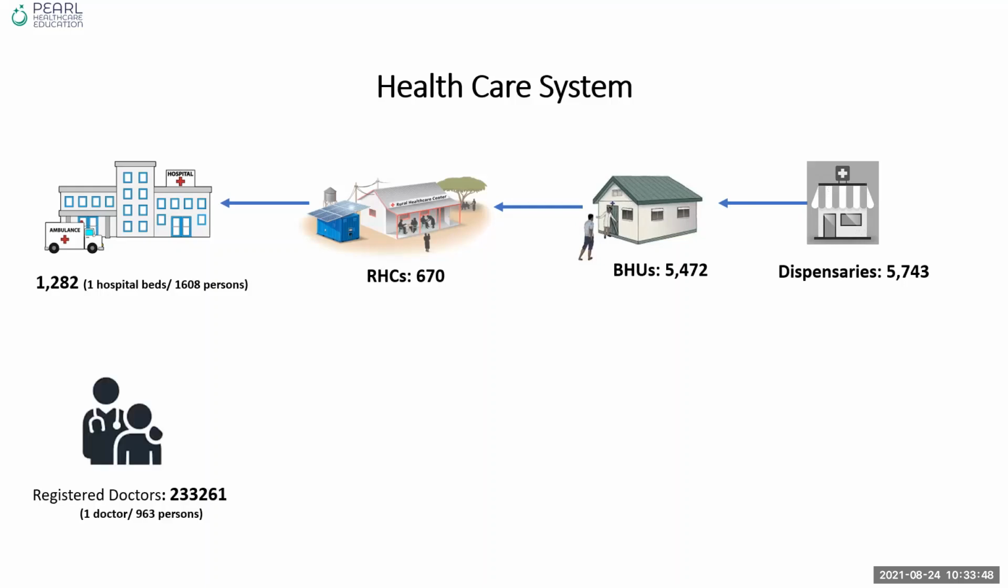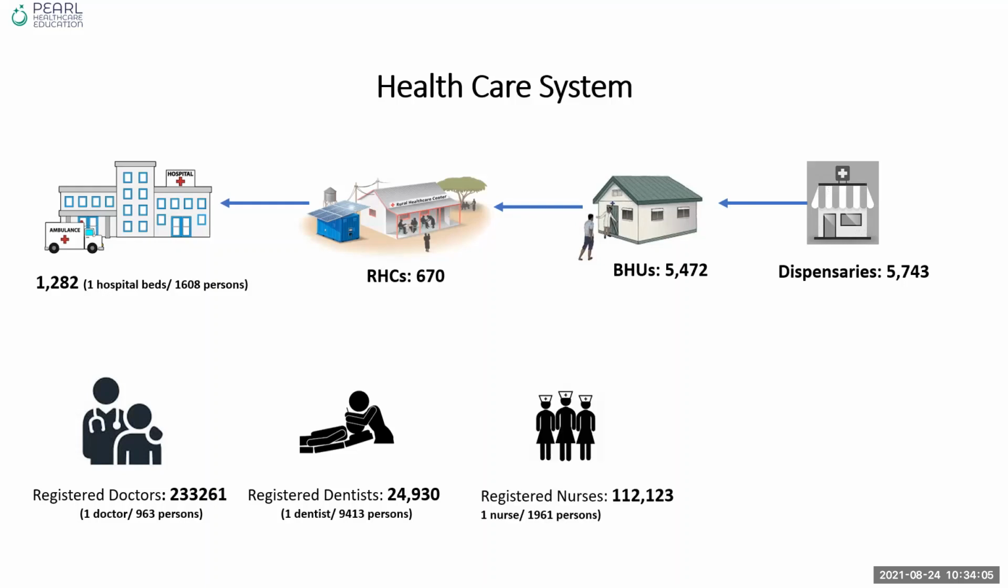With regards to the number of professionals, we've got one doctor for 963 persons on average. We have one dentist for 9,413 persons on average, because the total number of dentists in the country is 24,930. There are 112,123 registered nurses, which means one nurse for a population of nearly 2,000. The number of midwives is 41,810, and lady health visitors number 20,565. These are the people who provide maternal and child health services across the country.